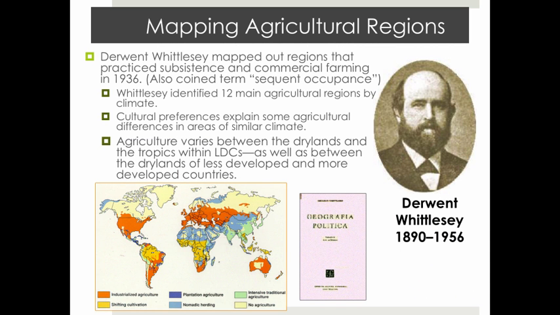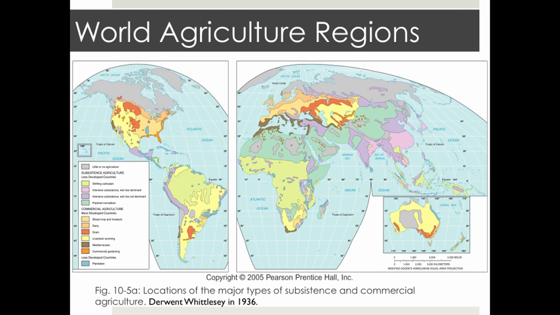We know that agriculture occurs in different regions thanks to this guy, Derwent Whittlesey. You need to know him. He's an important geographer, and what he did was he mapped out different farming regions, and he identified 12 major regions by climate. It's important to note that some cultural preferences will explain why there's differences in areas that have the same type of climate, but for the most part, he summarized or generalized what types of farming were taking place in what types of climates. You'll see a version of this map in our book. It looks like this, and you can look it over.